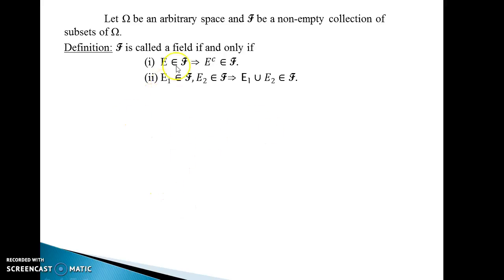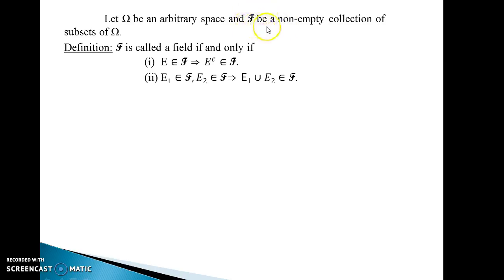Let omega be an arbitrary space. Arbitrary space means the space may contain any element. We don't know what the elements of omega are. And let F be a non-empty collection of subsets of omega. Non-empty means the collection F must contain at least one subset of omega. The collection is not an empty one.